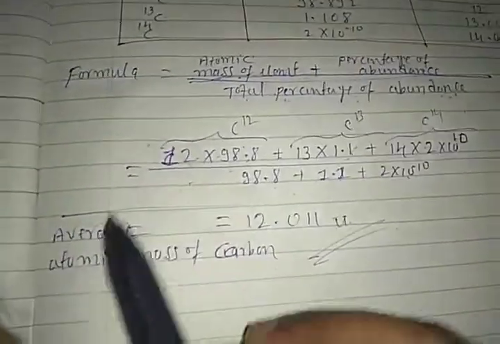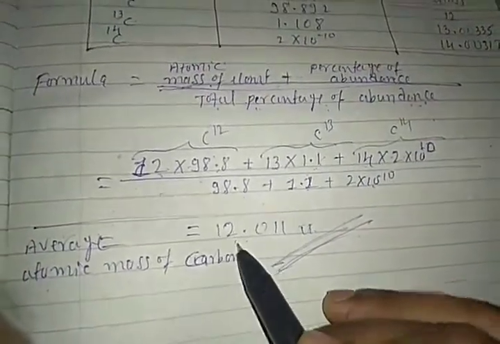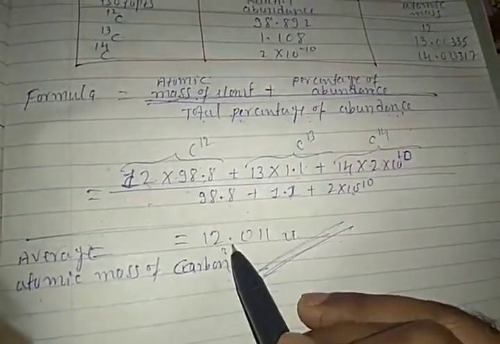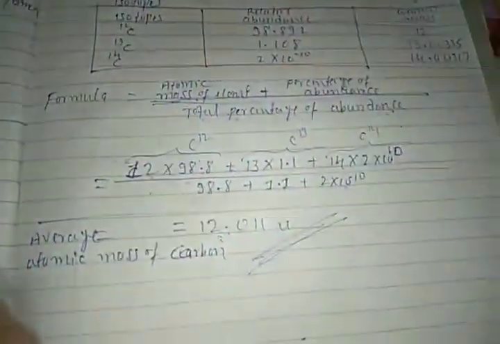Then we get the average atomic mass, which is 12. So today we use the carbon atomic mass 12, because the carbon atomic mass 12 is the average of these three. Average of these three, yes, students.